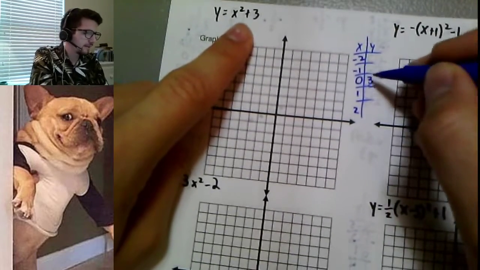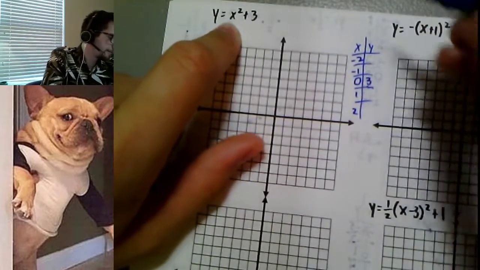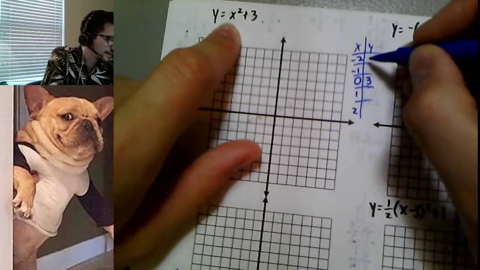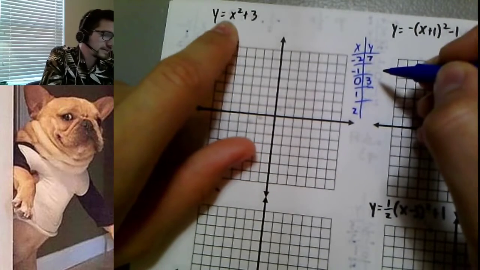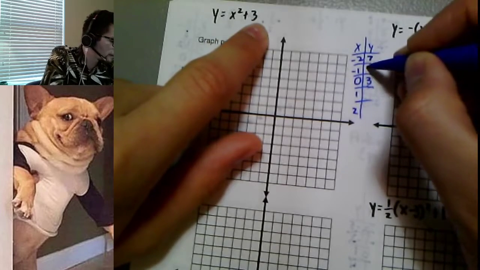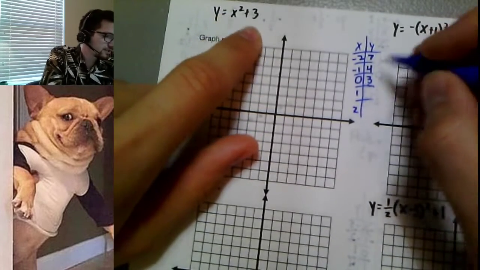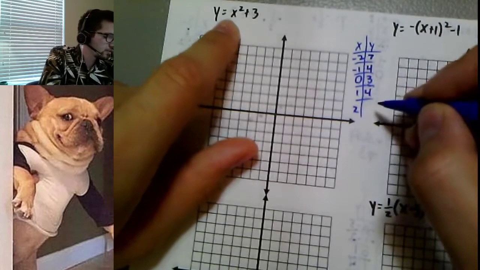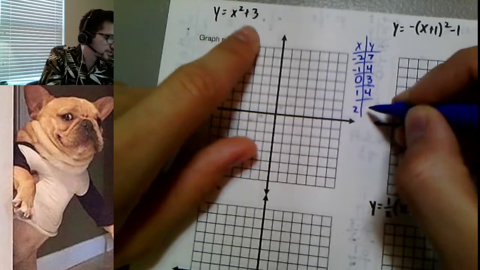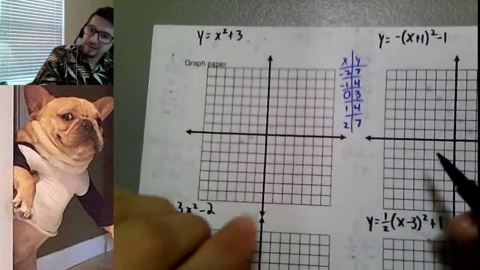Now I just plug the numbers in. What's negative 2 squared? 4. Plus 3? 7. What's negative 1 squared? 1. What's 1 plus 3? 4. What's 1 squared? 1. Plus 3? 4. What's 2 squared? 4. Plus 3? 7. So now I graph these 5 points.